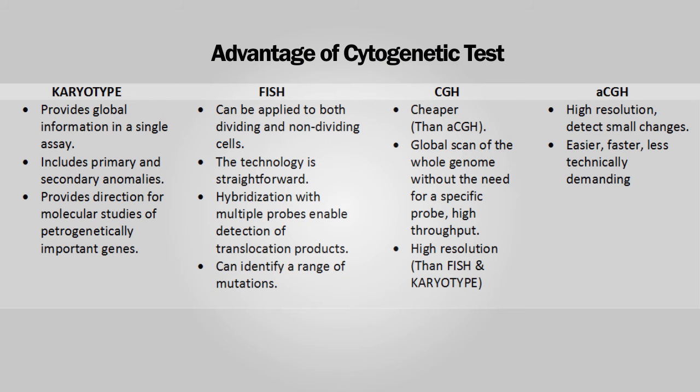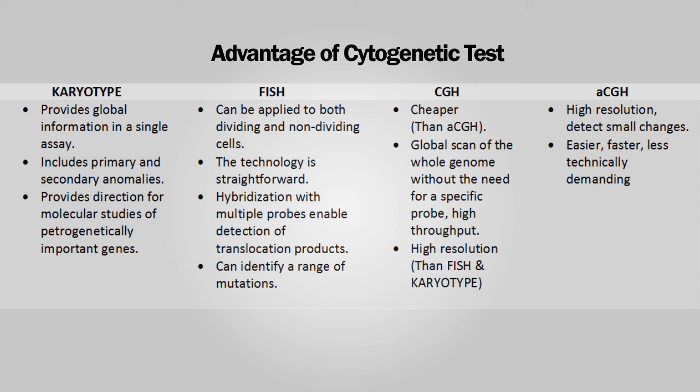Each of the cytogenetic tests has its own advantages and disadvantages. Karyotyping provides global information in a single assay, including primary and secondary anomalies, and provides direction for a molecular study of pathogenetically important genes. FISH can be applied to both dividing and non-dividing cells. The technology is straightforward. Hybridization with multiple probes enables detection of translocation products and can identify a range of mutations.